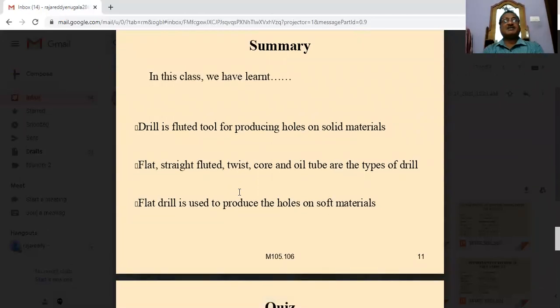Summary regarding this chapter's period. In this class, we have learned that a drill is a fluted tool for producing holes in solid materials. Flat, straight fluted, twist drill, core drill, and oil tube drill are some of the types of drills. A flat drill is used to produce holes in softer materials.